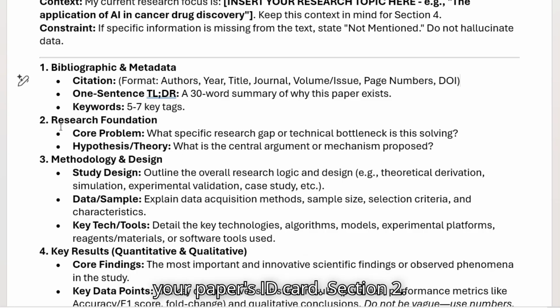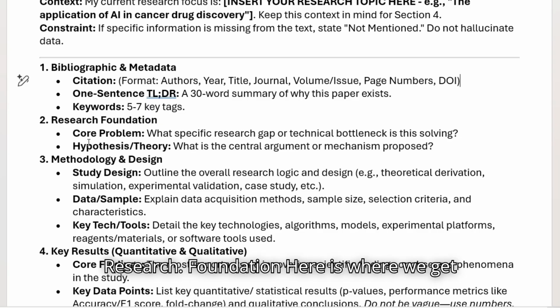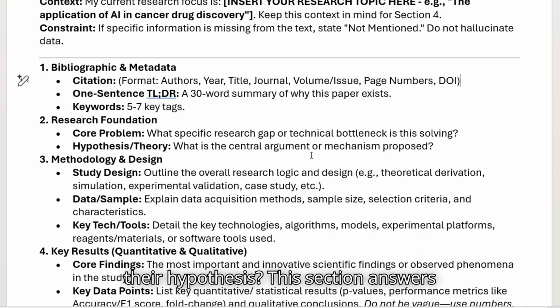Section 2. Research foundation. Here is where we get into the why. What problem are these researchers trying to solve? What is their hypothesis? This section answers: why does this paper exist? For journal club prep, this is important because you can quickly articulate the motivation to your audience.